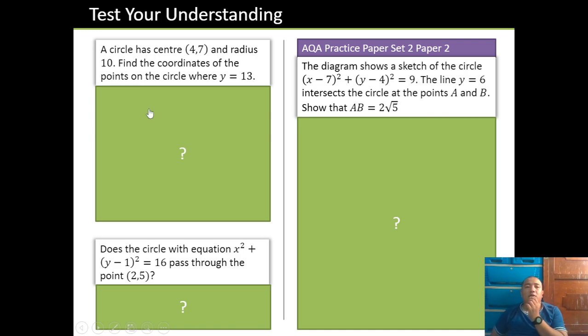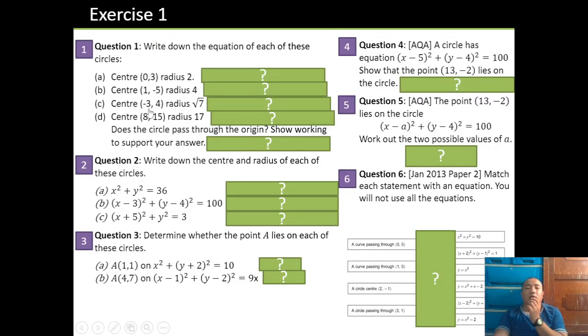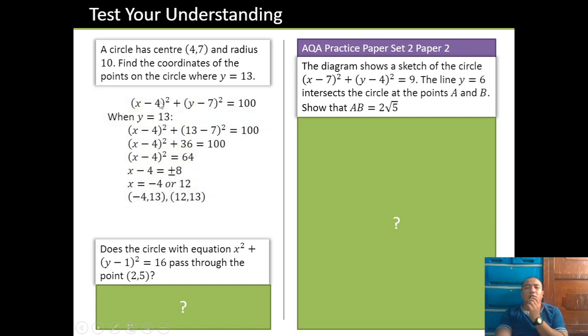Next, test your understanding. Circle with center 4, 7, radius 10. Find the coordinates of the points on the circle where y equals 13. So we have the equation x minus 4 quantity squared plus y minus 7 quantity squared equals 100. When y equals 13, substitute natin. 13 minus 7 is 6. 6 squared is 36. 100 minus 36, 64. Square root of 64, positive negative 8 plus 4. So 12 or negative 4. So the coordinates are negative 4, 13 or 12, 13.